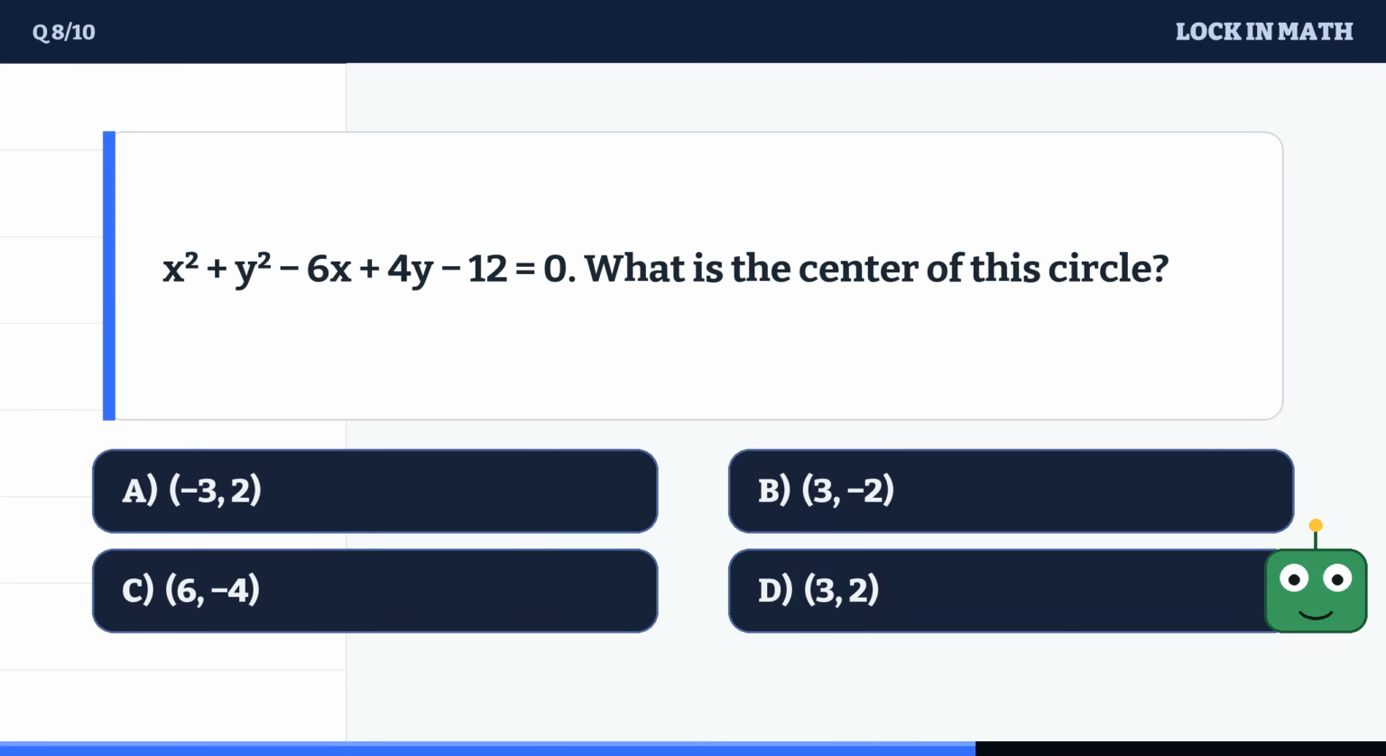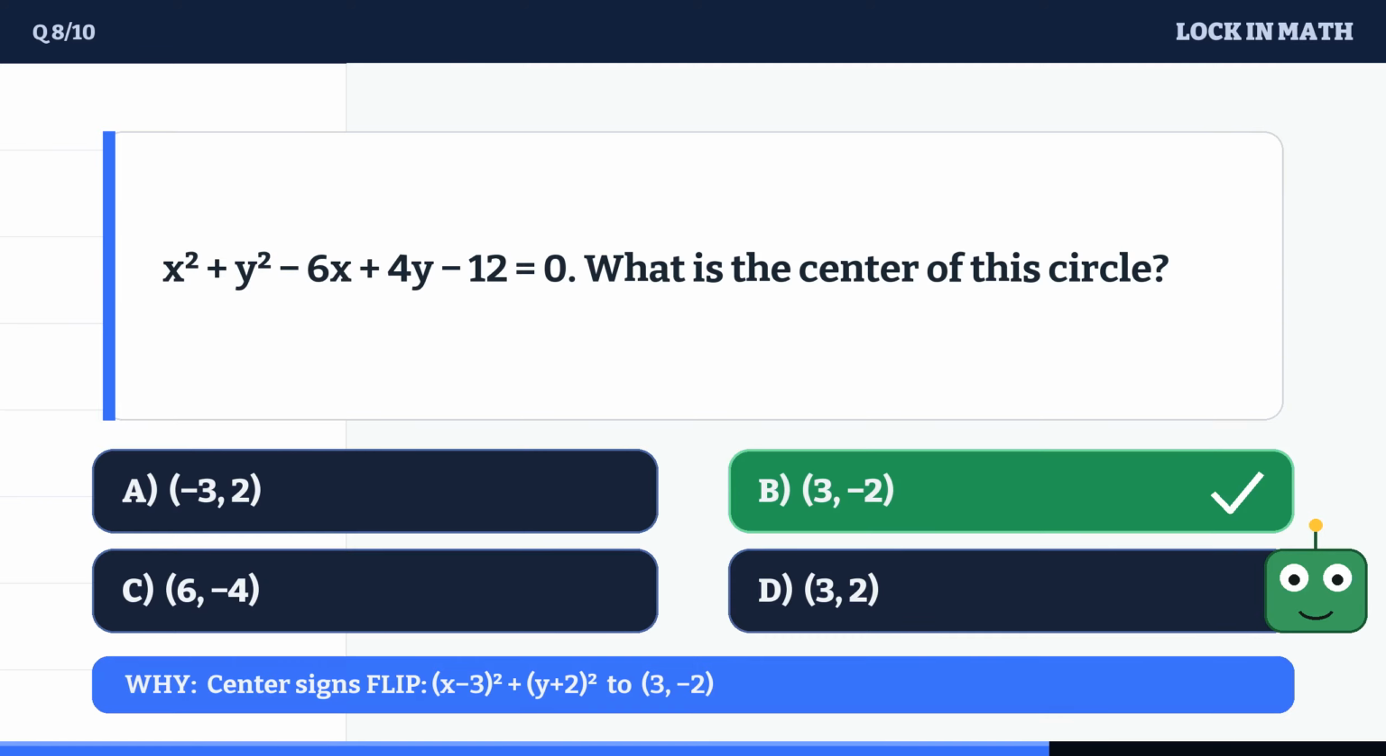A circle has equation x squared plus y squared minus 6x plus 4y minus 12 equals 0. What's the center? (3, -2). Complete the square and the signs flip. Minus 6x becomes plus 3. Plus 4y becomes -2. Picking (-3, 2), the unflipped signs, is exactly the trap they printed first.